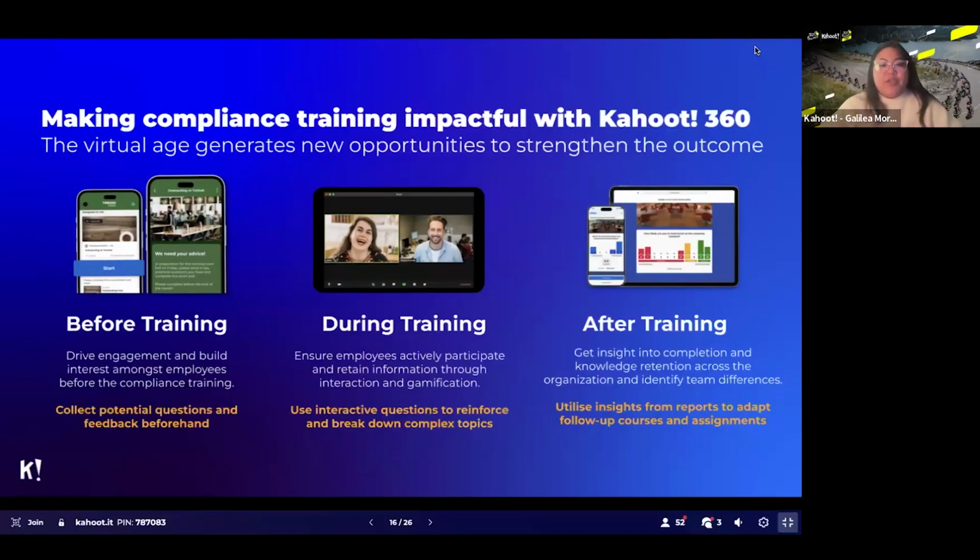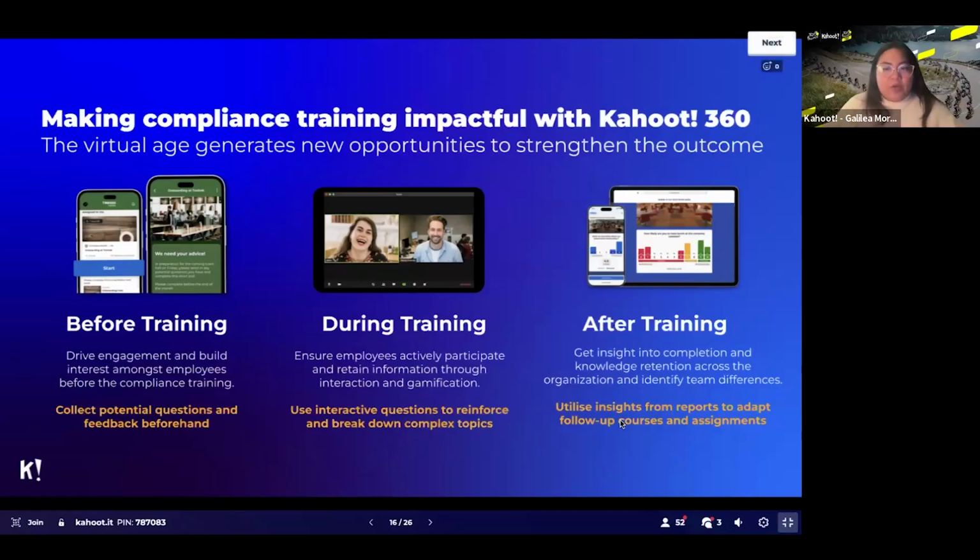So then we shift into the during the training portion, which is the live portion of things, whether you're meeting in a fully live environment or a fully remote environment or even a hybrid environment. Kahoot is designed with the ability to be flexible in mind. We can be a tool to be used in all three of those scenarios.